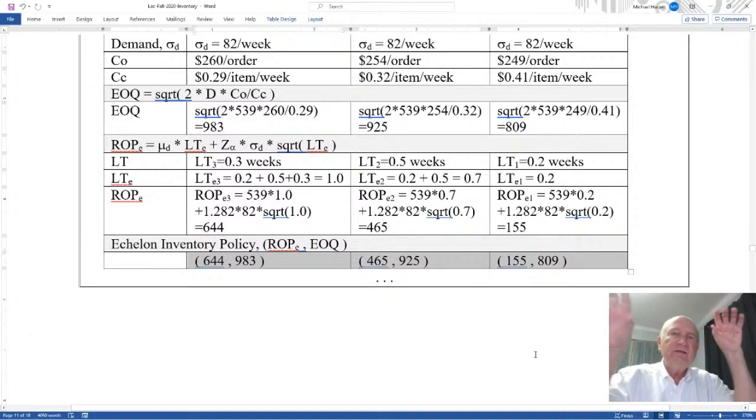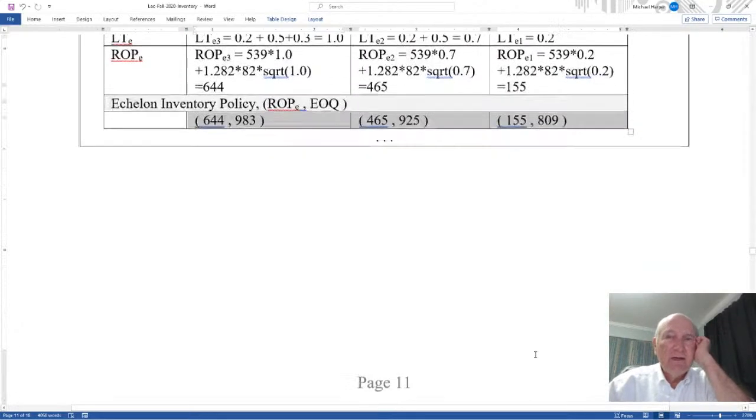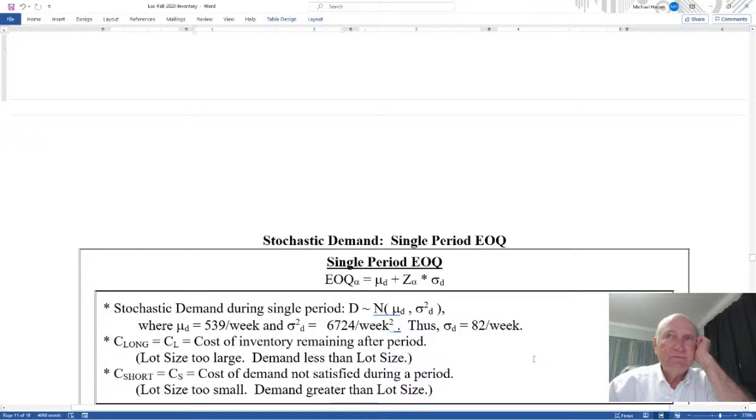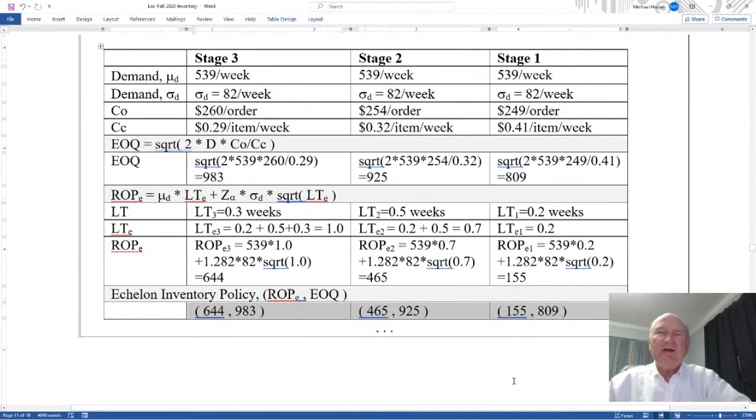The lot size, the EOQ is done individually, but the lead time is changed. I think the next one is single period. Before we get to single period, let me point something out, a very important takeaway. Notice in the echelon, the only thing that changes is the ROP.